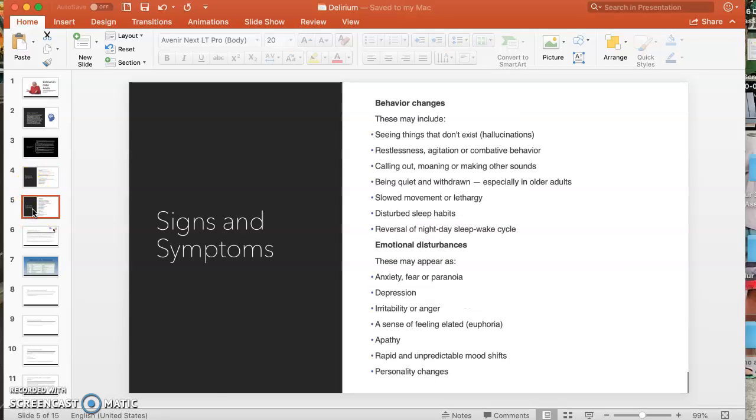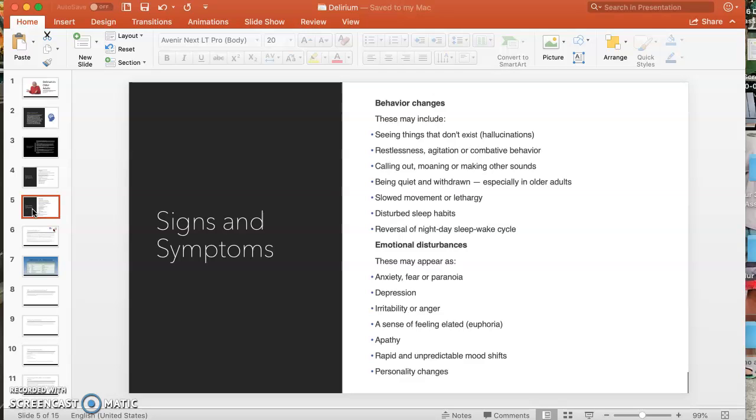Behavioral changes. What are some behavior changes you can see with delirium? This may include seeing or saying things that don't exist, like hallucinations, restlessness, agitation, combative behavior, calling out, moaning or making other sounds, being quiet and withdrawn, especially in older adults, slowed movements or lethargy, disturbed sleep habits, and reversal of the night-day sleep-wake cycle.